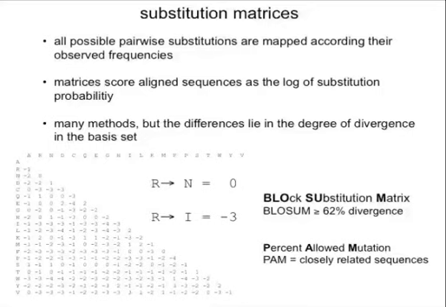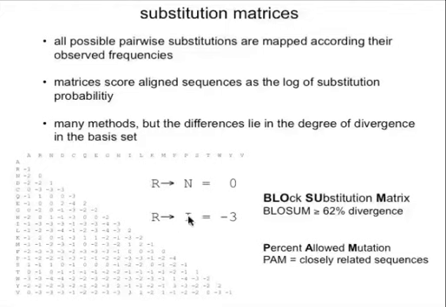What's the number? Well, the matrix is scored, right? We score our aligned sequences as the log of the substitution probability. What's the probability? It's just the frequency with which we observe that kind of substitution in our database. So R for N, right? That's a pretty good substitution. The log of that number is going to be 0. So what does that mean to you? Well, what's 10 to the 0, right? 1. So that's a reasonably good probability.